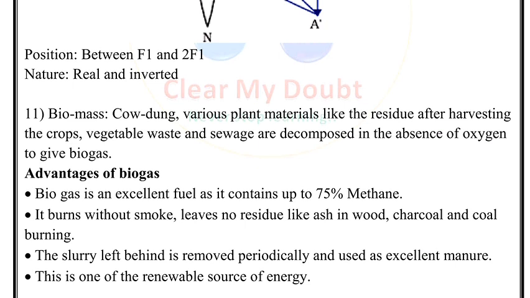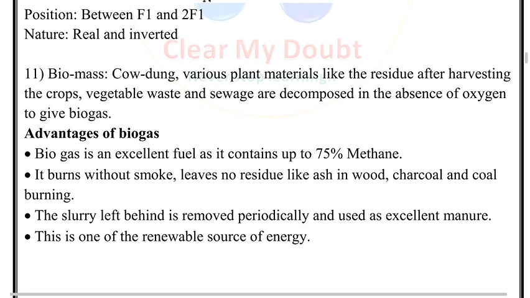Advantages of biogas. Biogas is an excellent fuel as it contains up to 75% methane. It burns without smoke, leaves no residue like ash in wood, charcoal and coal burning. The slurry left behind is removed periodically and used as excellent manure. This is one of the renewable sources of energy.